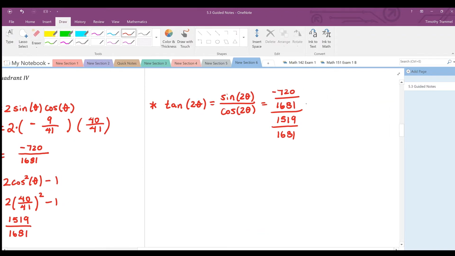And if we keep going here, we can now flip and multiply. So this will be minus 720 over 1,681 times 1,681 over 1,519. And these will cancel here, and we'll be left with minus 720 over 1,519. All right, and that is it for that one.